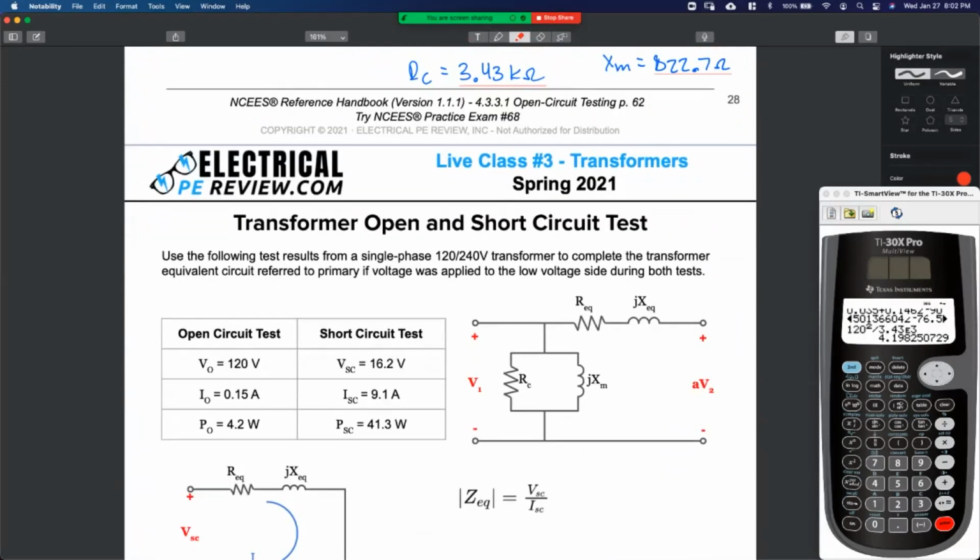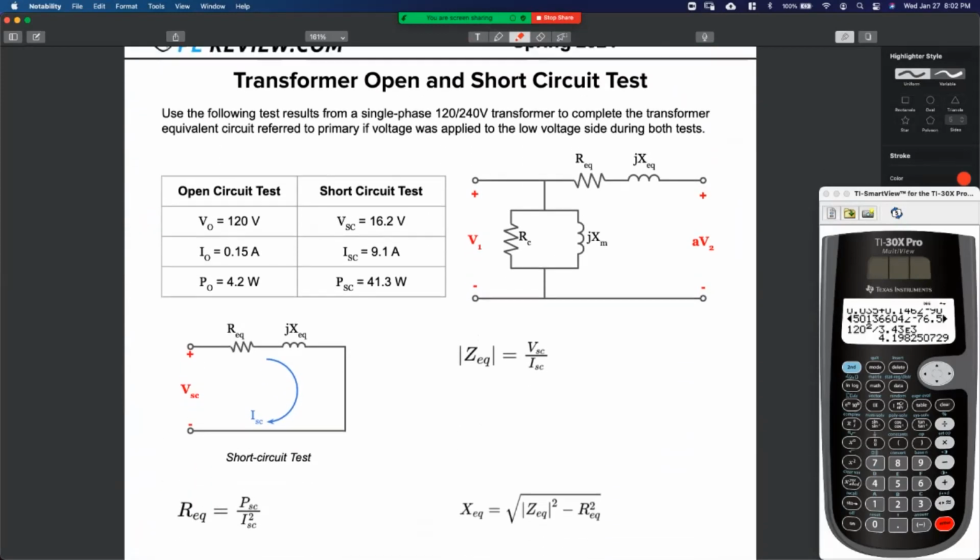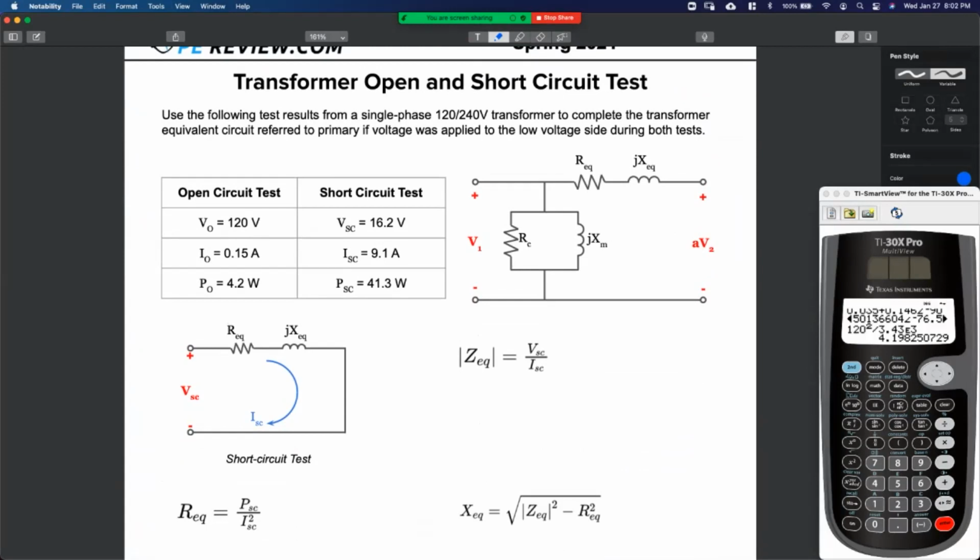Short circuit test. I'm going to apply a short circuit on the secondary side of my transformer. What happens when I short that secondary terminal? What happens when I short circuit? How big is this current right here? What is this? I2 over A. It's huge, right? It's going to be big.